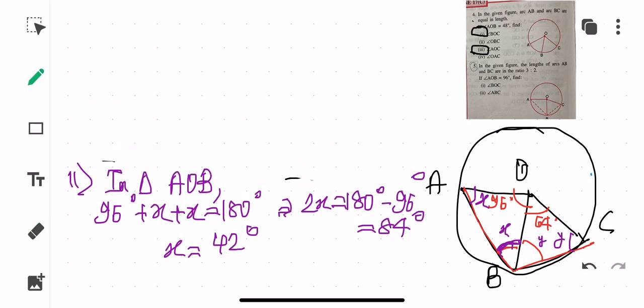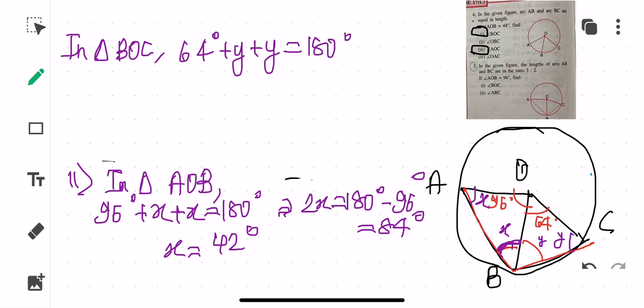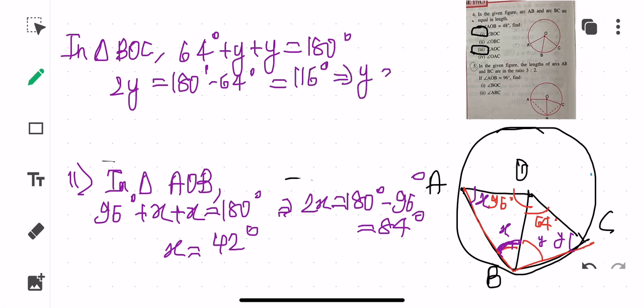For y also I'll be using the same concept, that in triangle BOC, 64 degrees plus 2y, and of course you will have to write all things correctly, children, that OB is equal to OC, therefore angle OBC will be equal to angle OCB is equal to y. Then you will proceed to this step, that 2y is equal to 180 degrees minus 64, which in turn is equal to 116 degrees. So how much will y be equal to? Y is coming out to be equal to 58 degrees.